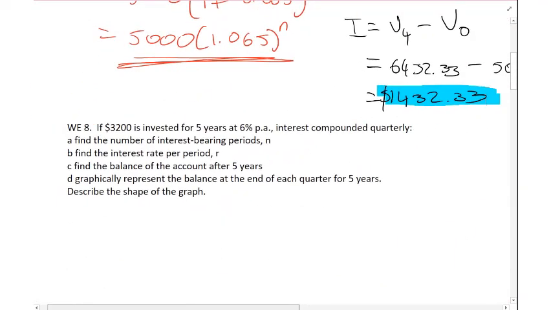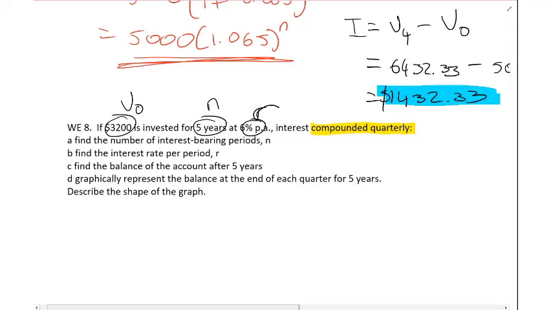All right, worked example 8. Find the number of interest-bearing periods in N. Let's actually read the question fully. If 3,200 is invested for 5 years, that's my N, and that's my R, that's my V0. But here's a little kicker. It's compounded quarterly. By the way, that should be an R. That's the little kicker that you need to be really careful of.